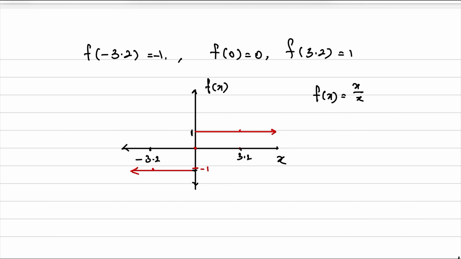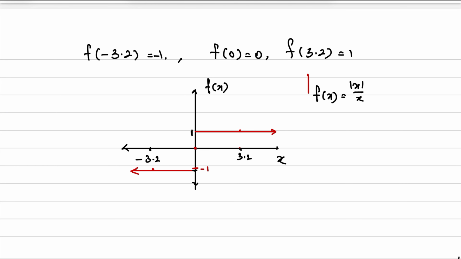But if x is equal to negative, the value is negative, and if x is equal to positive, the value of function x is positive. Hence, it should be modulus value. Otherwise, x by x means negative by negative will give positive value. No, negative by negative is not positive here. Modulus x on the numerator and x should be in the denominator.